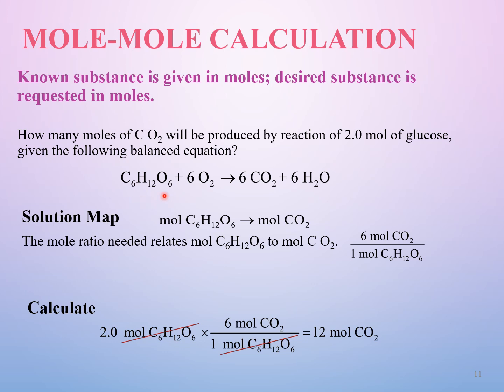And if you start with glucose, you put 2 moles of glucose and then you do the mole to mole ratio of glucose and carbon dioxide, which would be 6 moles of carbon dioxide to 1 mole of glucose. And you put glucose on the bottom because you want to cancel the glucose part off and you can get moles of carbon dioxide. So in this case, it will be 2 moles of glucose times 6 moles of carbon dioxide divided by 1 mole of glucose. So that part cancels off, and your answer is 12 moles of carbon dioxide.